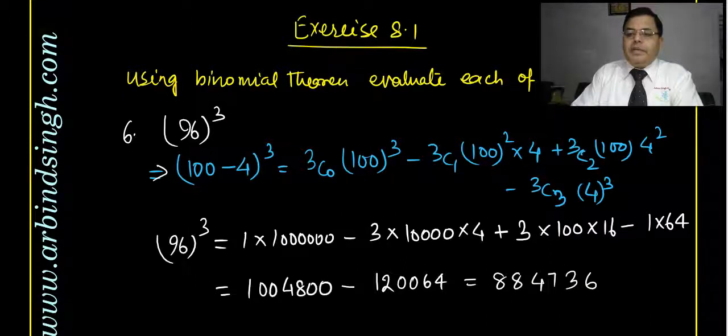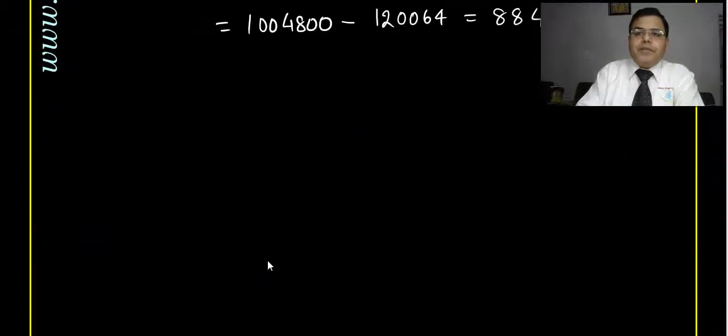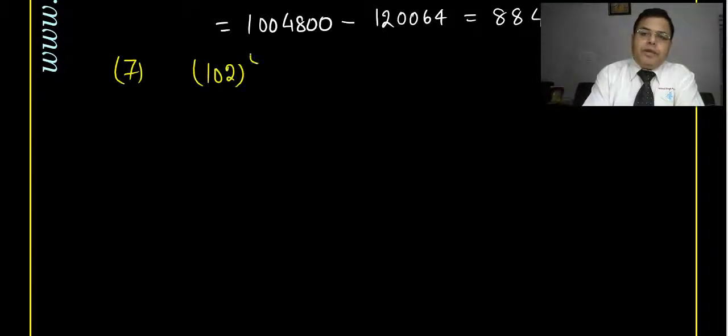So that will be the answer. If you subtract them, this will be the answer. Now the seventh question is given here: 102 to the power 5.